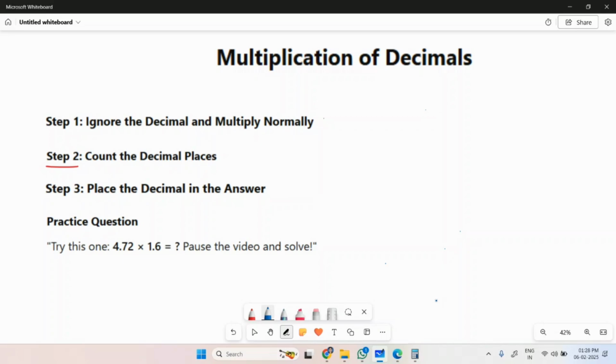I hope you understand the multiplication of decimals. While doing the multiplication of decimals, you have to follow these three steps. First step is to ignore the decimal point. Second step is to count the number of decimal places. Third step is to place the decimal point in the answer.